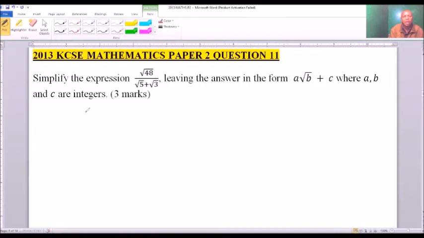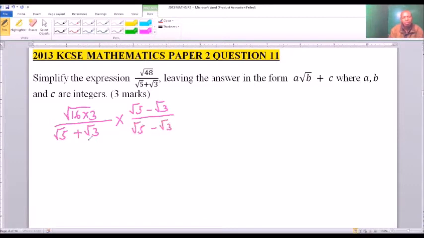The first thing you do is write 48 as 16 multiplied by 3, which is the same as 48. Then you divide by root 5 plus root 3. To remove the denominator, we multiply by the conjugate of root 5 plus root 3, whereby we just change the operation sign. Instead of plus, we multiply by root 5 minus root 3, and we also divide by root 5 minus root 3.